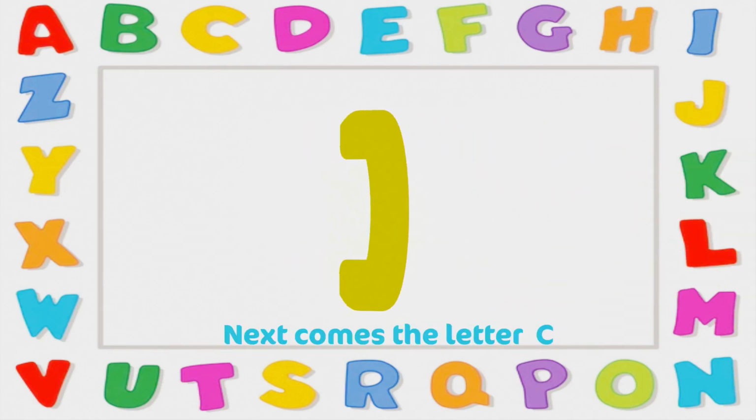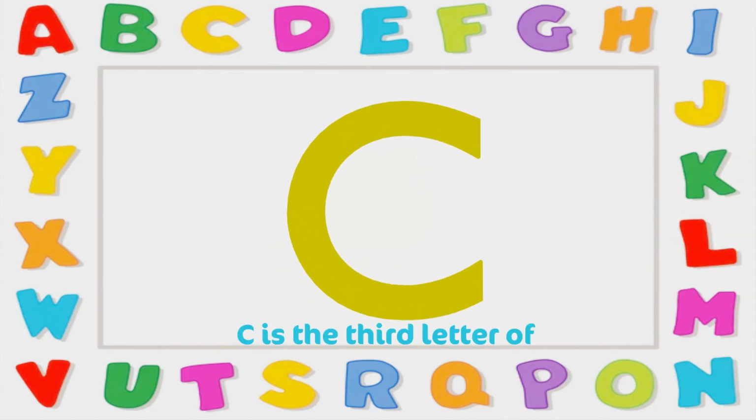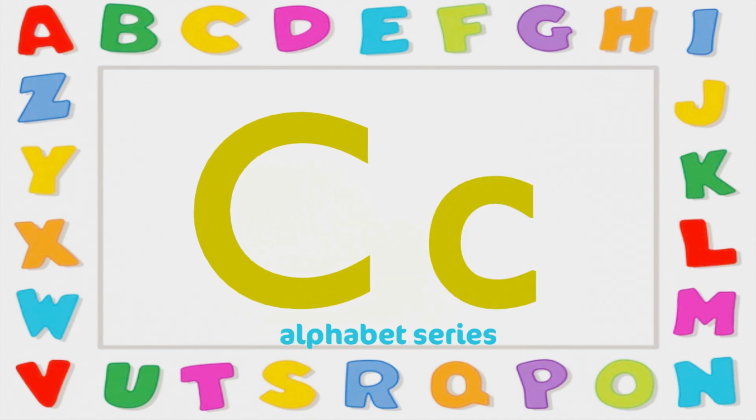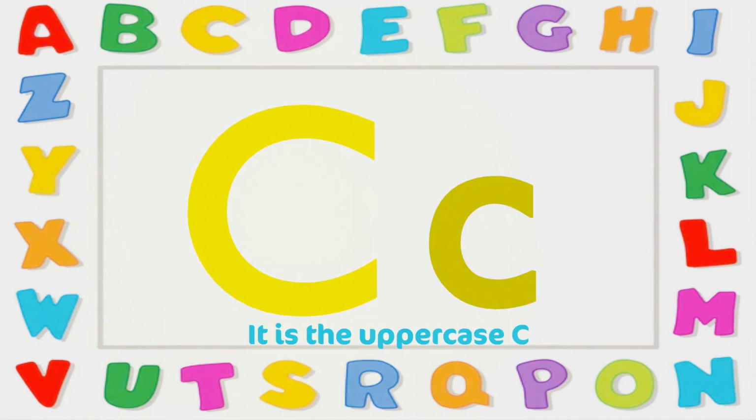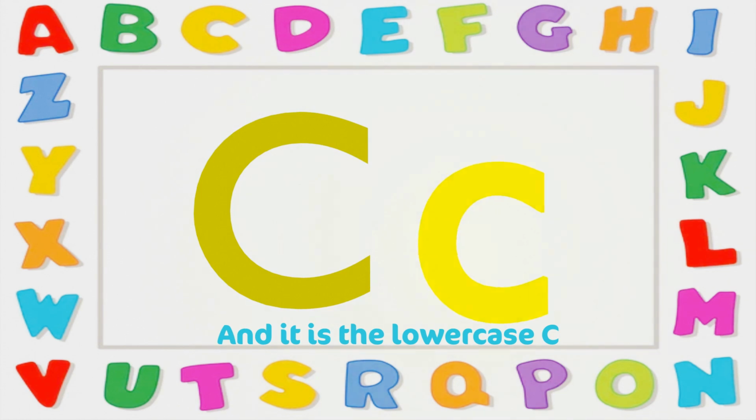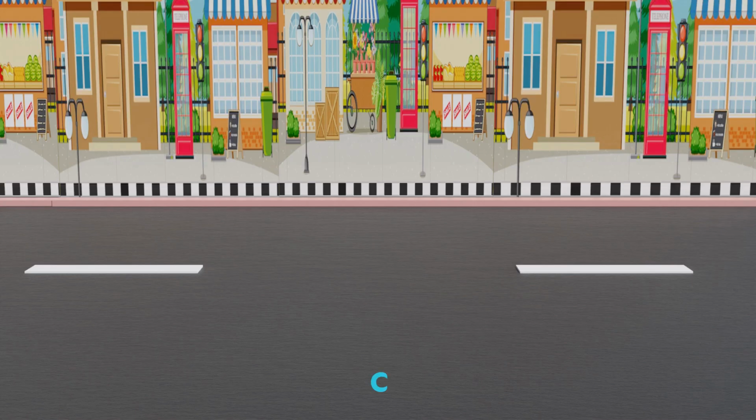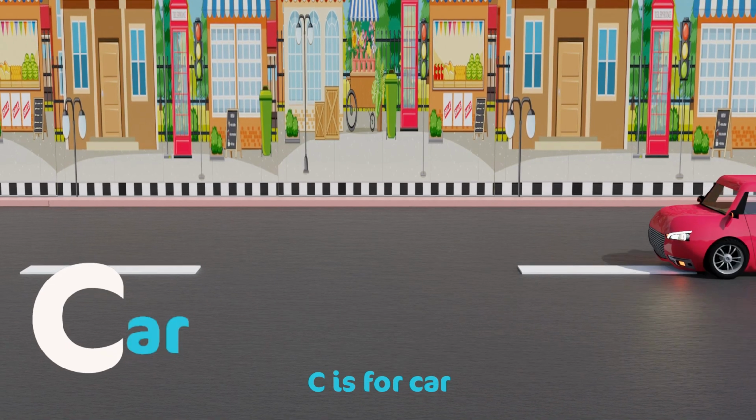Next comes the letter C. C is the third letter of alphabet series. It is the uppercase C, and it is the lowercase c. C. C is for car.